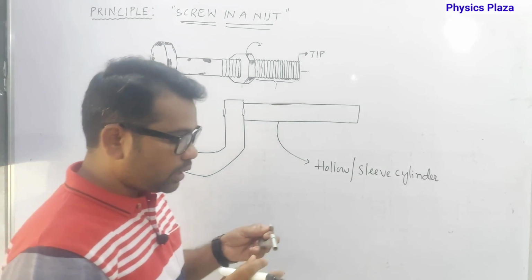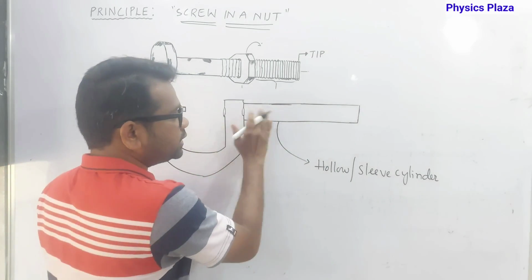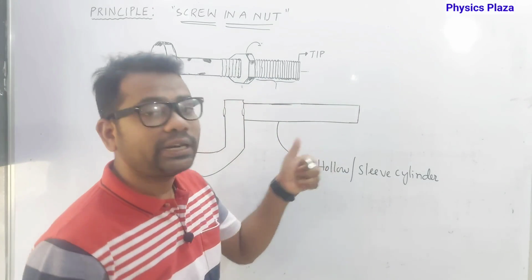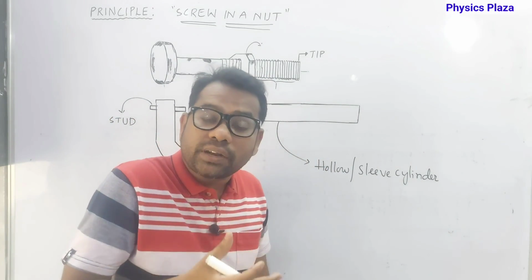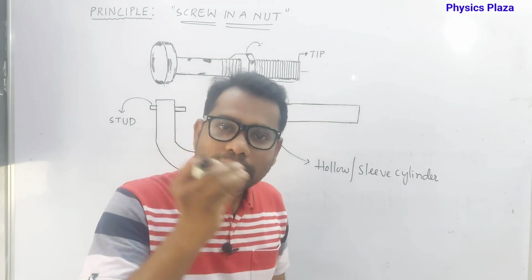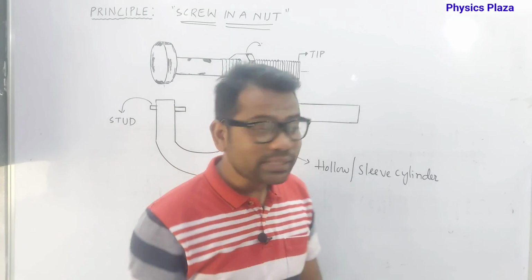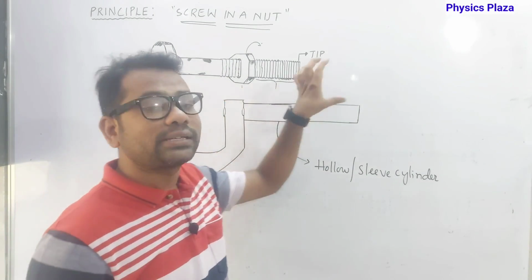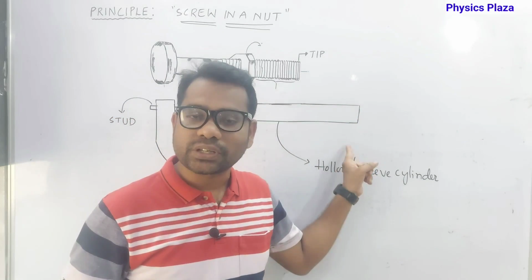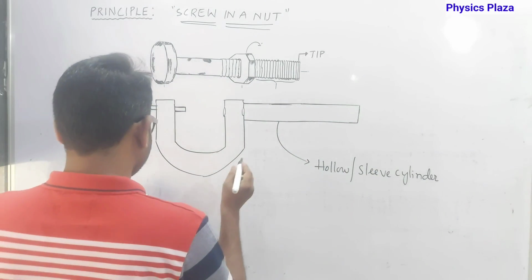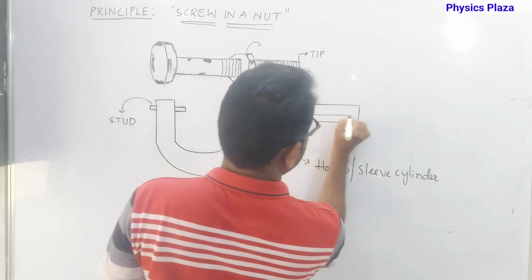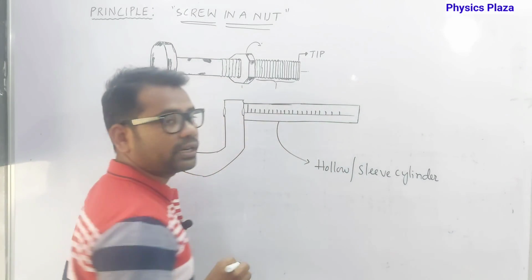And children, on the outer surface of this sleeve cylinder, a scale is calibrated, so that it is going to serve as a scale. Let us see here how it is made. This is how one scale is made, children.